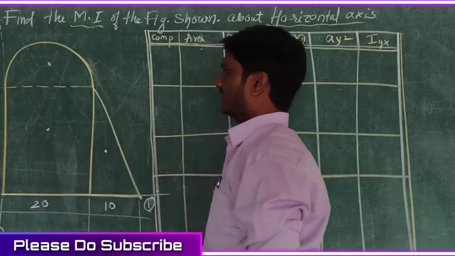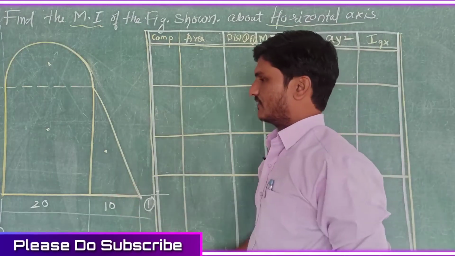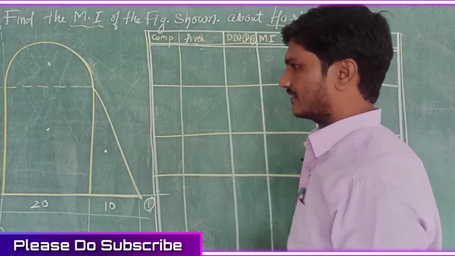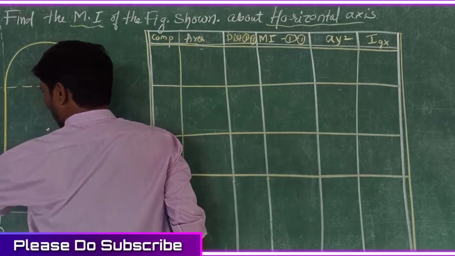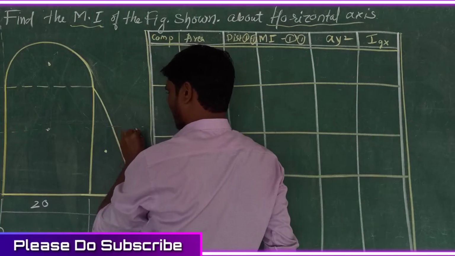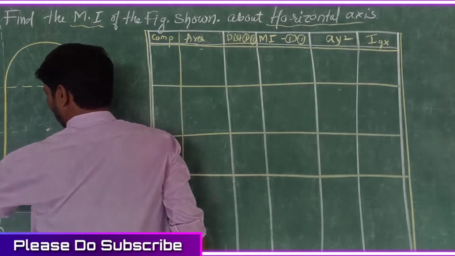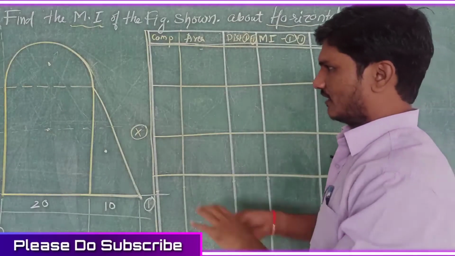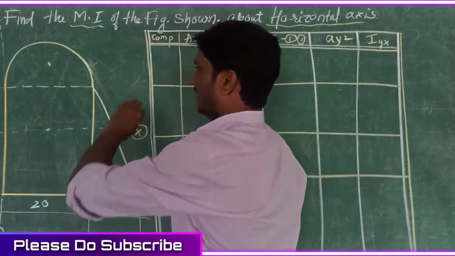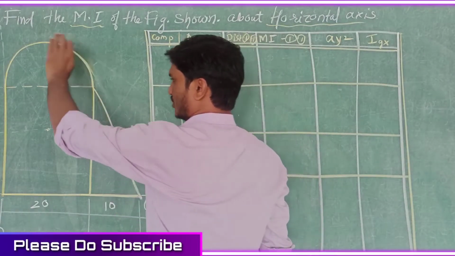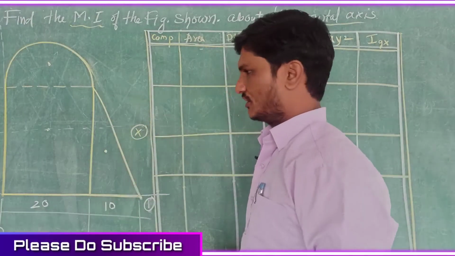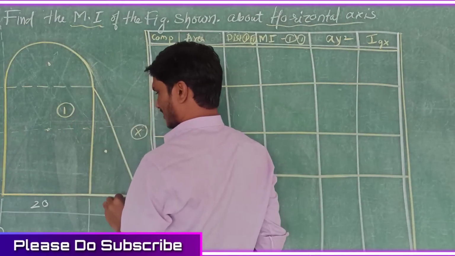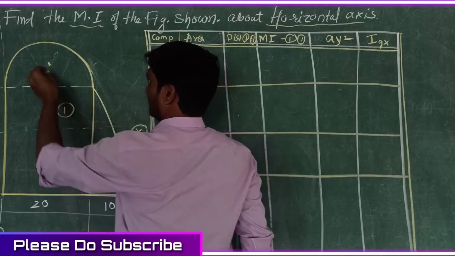In that way we can represent the reference lines along the horizontal axis. So you need to calculate the moment of inertia along the horizontal axis, that is x. You can represent it like this. First, let us represent the numbering of the given elements. They have given different composite sections, so just represent the different areas. This is section 1, section 2, section 3.